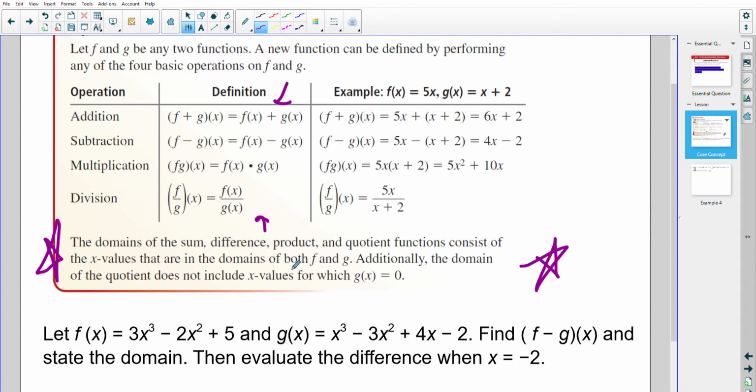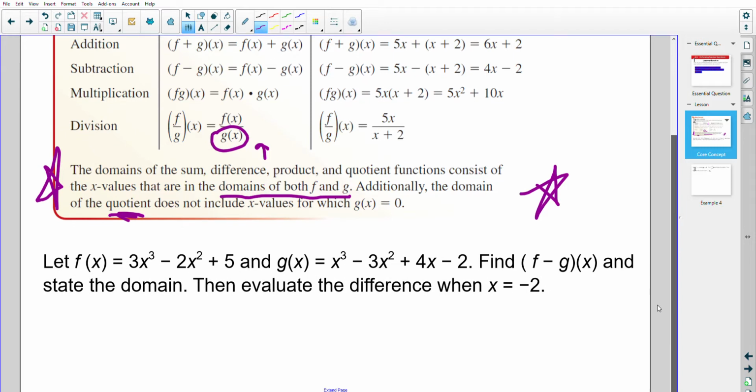And so basically, the domain of the new function, after you add, subtract, multiply, divide, is the domain that's in both of the functions. So it's the overlap of them, or the intersection of them. With one other consideration, and that is with the quotient, you have to be careful where the denominator does not equal 0. So you have to eliminate that.